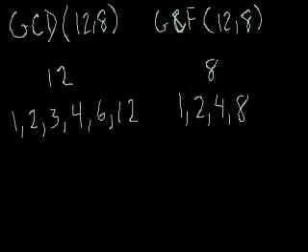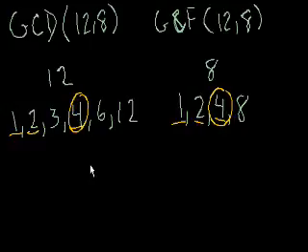So let's figure out what the common factors of 12 and 8 are. Well, they both have the common factor of 1, and that's really not so special. Pretty much every integer has the common factor of 1. They both share the common factor 2, and they both share the common factor 4. We're not just interested in finding a common factor, we're interested in finding the greatest common factor. So all the common factors are 1, 2, and 4. And what's the greatest of them? Well, that's pretty easy. It's 4. So the greatest common factor of 12 and 8 is 4.